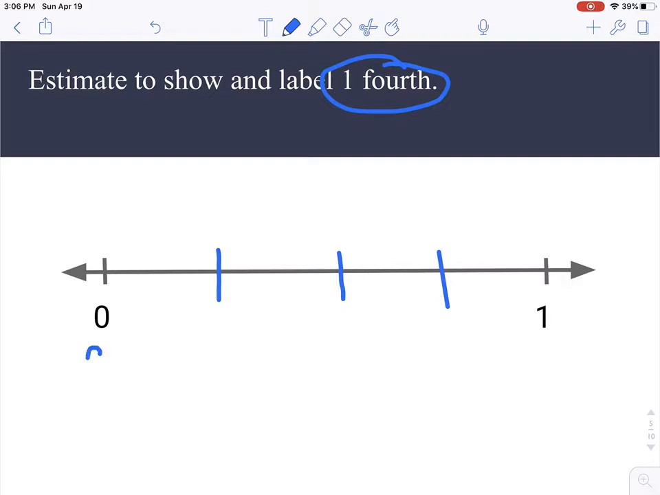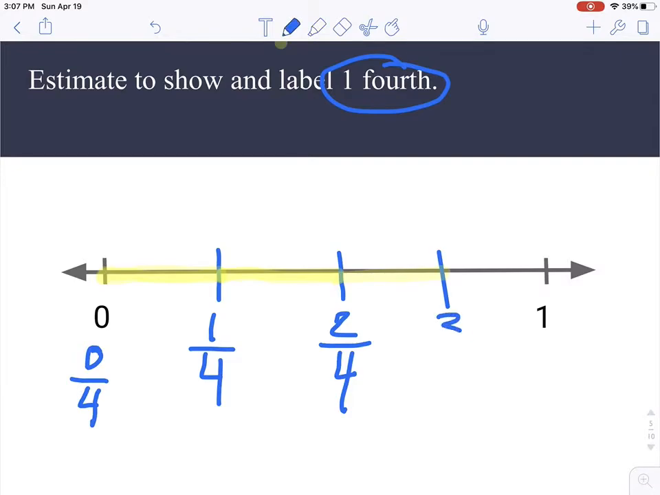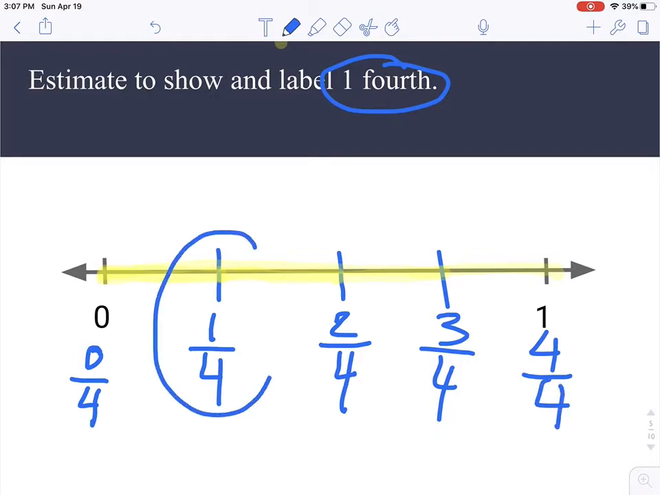Okay, so 0, I have 0/4. And then 1/4 would go right here. And I'm really just counting the section here. This from 0 to here is 1/4. So instead of counting the lines, I'm counting the sections. And then from here to here would be 2/4. And from 0 all the way to this line, it's 3/4. And from 0 all the way to 1, it's 4/4. So I found where this one belongs, which is 1/4.